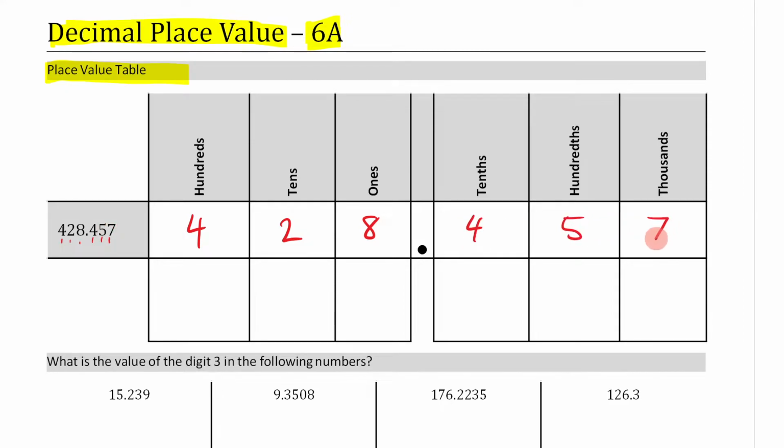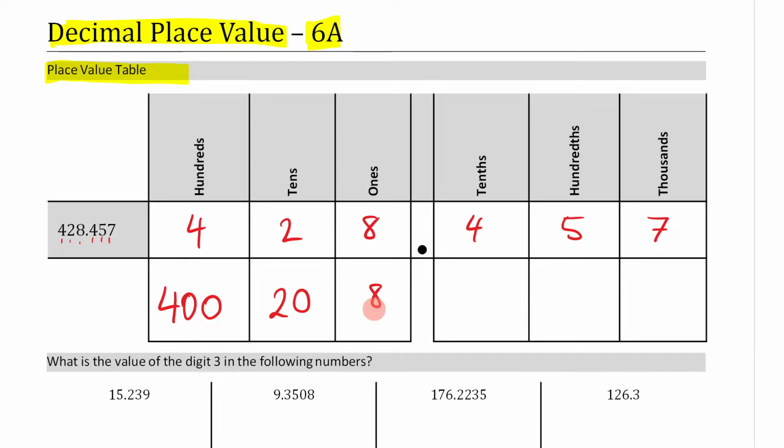Now let's really break down what each of these things is telling us. The fact that 4 is in this position is telling me that it's 400. The fact that 2 is in this position is telling me that it's 20. The fact that 8 is in the ones column is telling me that I've got 8. So this is telling me I've got 428. Straightforward, we should all know that.